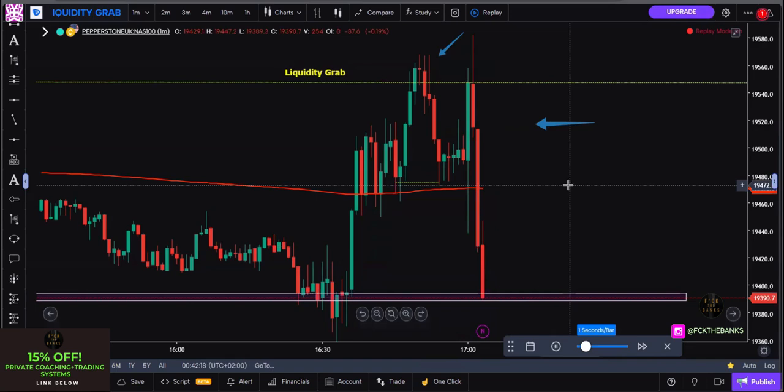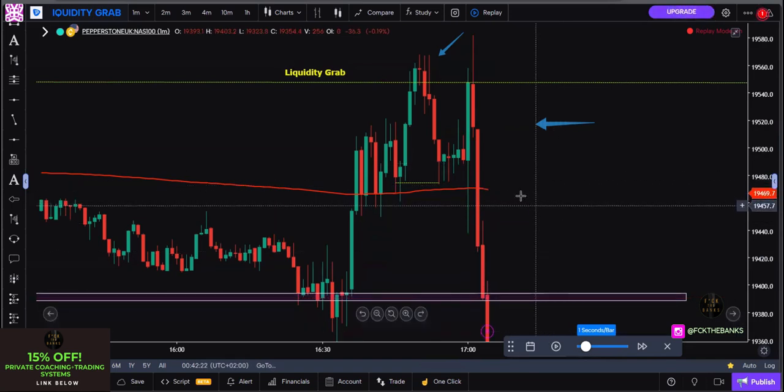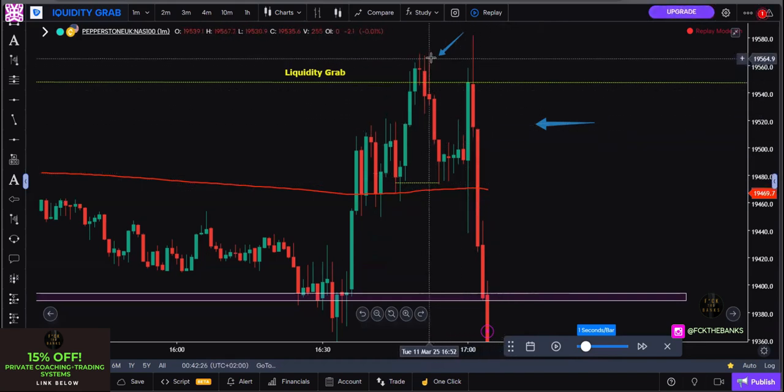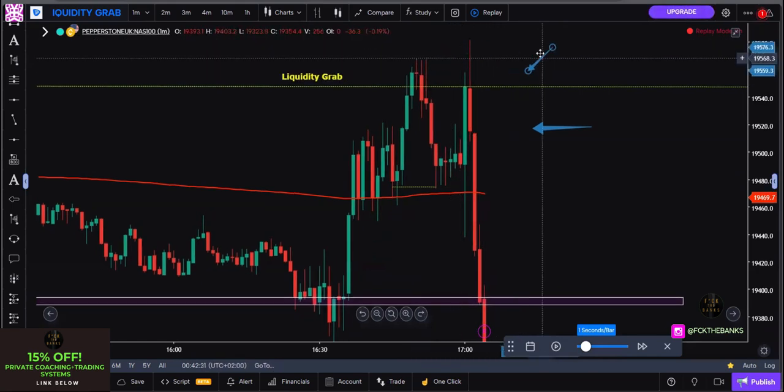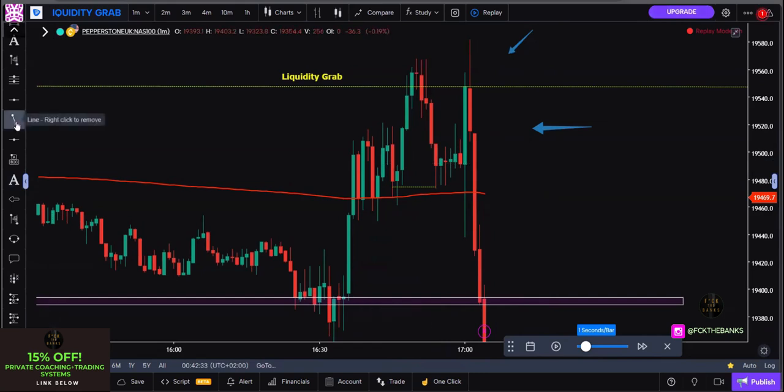Okay, so that was insane. It was crazy. It was very unfortunate for a lot of traders because I know they took selling positions right here and they placed their stop loss above here. But look what happened. Okay, there was another liquidity grab from these highs. Let me draw it for you.